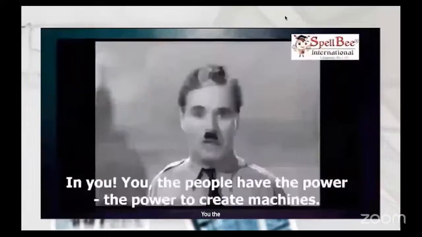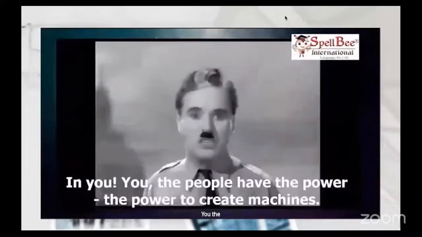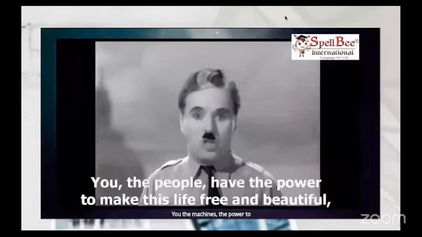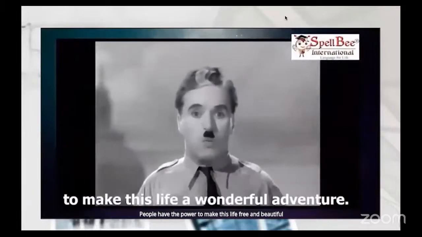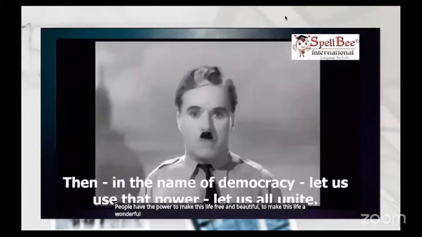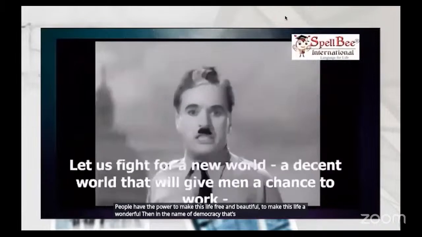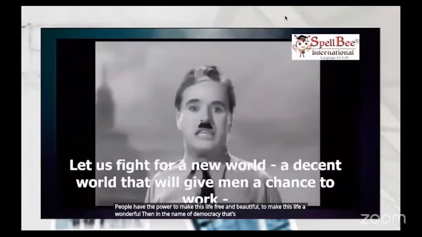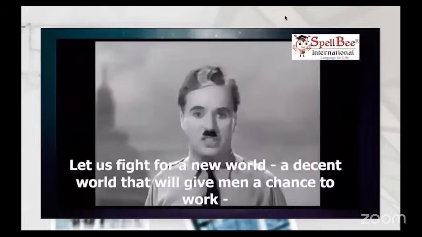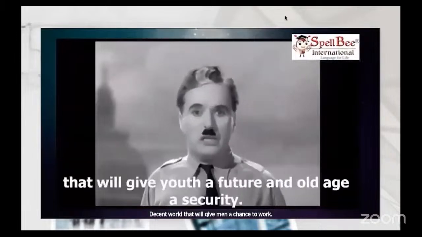You, the people, have the power to create machines, the power to create happiness. You, the people, have the power to make this life free and beautiful, to make this life a wonderful adventure. Then in the name of democracy, let us use that power. Let us all unite. Let us fight for a new world, a decent world that will give men a chance to work, that will give youth a future and old age a security.